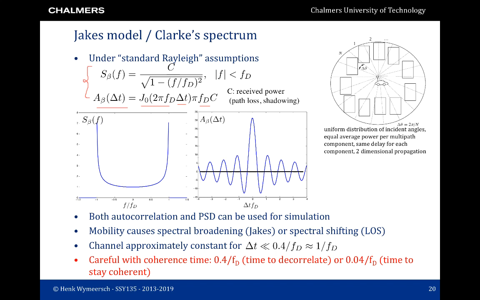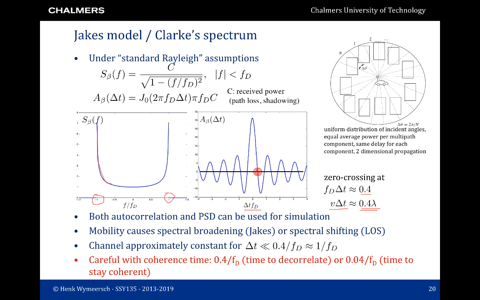If you plot those two functions you get the two figures here in the middle. The power spectral density has a bathtub shape ranging from minus FD to plus FD. The autocorrelation function has an oscillating shape. Here the argument is FD times delta t, with the first zero crossing at approximately 0.4. This corresponds, when we substitute back all the variables, to a velocity times a delay difference of 0.4 lambda. Velocity times a delay is a length, so this means that when the user moves approximately half a wavelength, the channel becomes uncorrelated under the given assumptions.